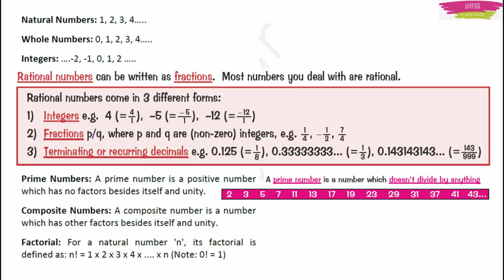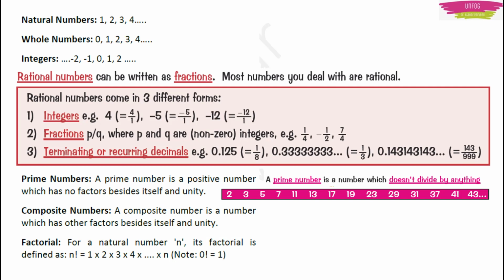Now numbers can be divided into two types, prime numbers and composite numbers. All the numbers which we deal with can be either prime numbers or composite numbers. Prime numbers are those numbers which are positive, but they don't have factors besides themselves. That means a prime number is that number which will not divide by anything. For example, 2, 3, 5, 7, 11, 13, 17, 19, 23. These numbers don't come in any table, right? Except their own table. That means 2 ones are 2, 3 ones are 3, 5 ones are 5, 7 ones are 7.